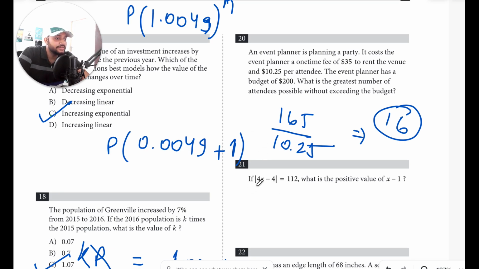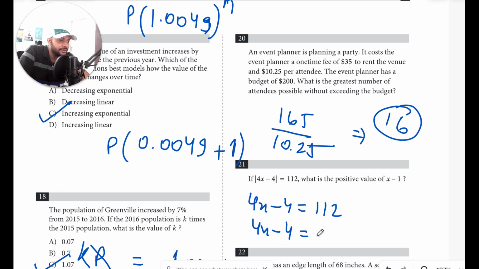If the absolute value of 4x minus 4 is 112, what is the positive value of x minus 1? Let's find that. So this means 4x minus 4 is equal to 112 and 4x minus 4 is equal to negative 112. Both are possible. If positive 112, 4x is equal to 116, x is equal to 116 over 4, which is 29. Negative 1 we don't need, so the positive value of x minus 1 is 29 minus 1, which is 28. 28 is the answer.